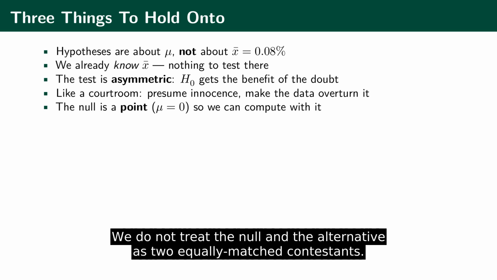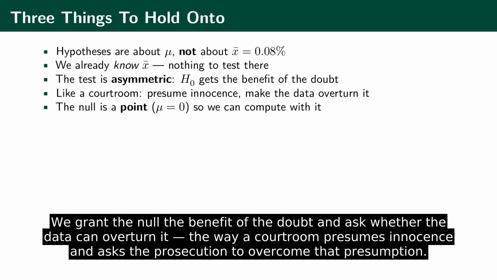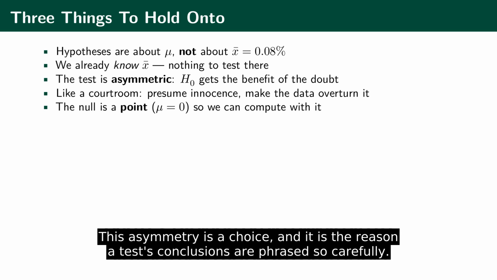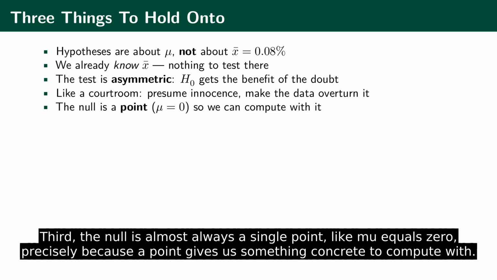Second, the test is deliberately asymmetric. We do not treat the null and the alternative as two equally matched contestants. We grant the null the benefit of the doubt and ask whether the data can overturn it, the way a courtroom presumes innocence, and ask the prosecution to overcome that presumption. This asymmetry is a choice, and it is the reason a test's conclusions are phrased so carefully.